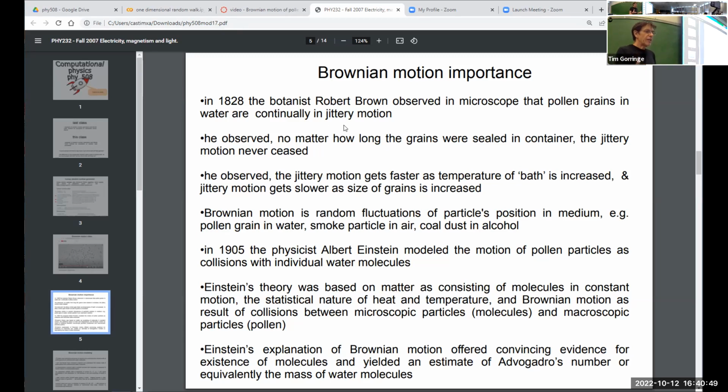So the explanation of it was at the time a convincing demonstration that water and matter are made of atoms and molecules, made out of very small building blocks. And actually, it led to an estimate of Avogadro's number, the number of atoms or molecules in a certain volume, or equivalently the mass of the water molecules in this case. So it was Einstein's first major paper and first major impact.